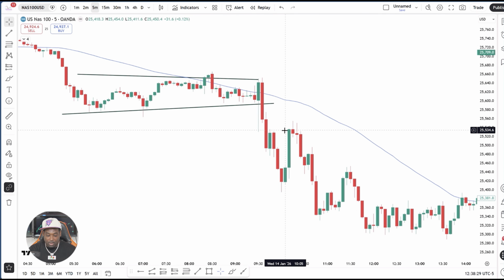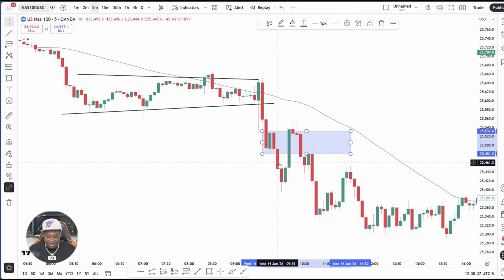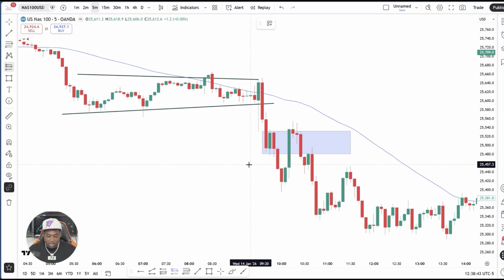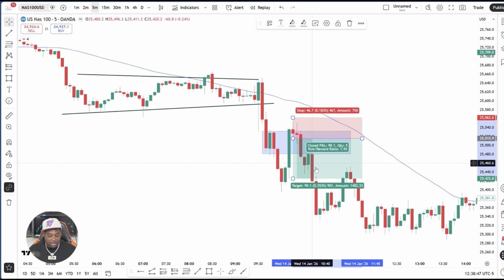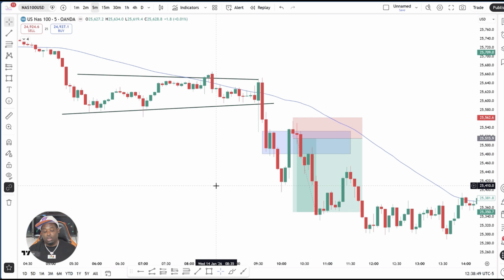So right here, this pullback is a great opportunity to get in, because it pulled back not only at a supply level, but basically, it went a little bit above it and it couldn't really close. So to me, this is a great opportunity to go short. So I know, all right, there's a breakout market. I'm just basically looking for that pullback for that continuation. So let me show you guys some more examples.